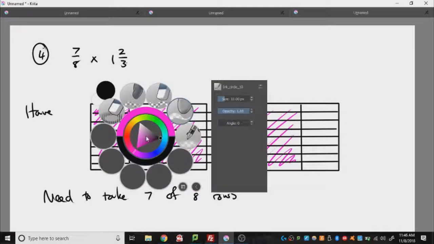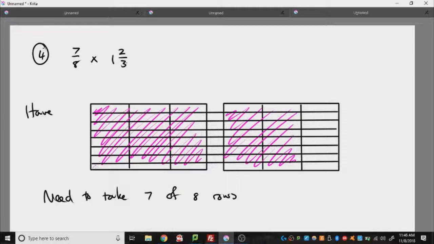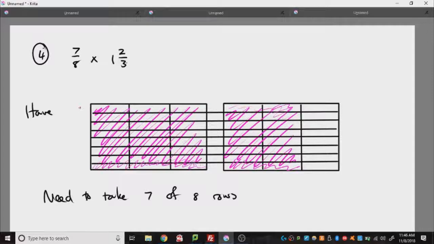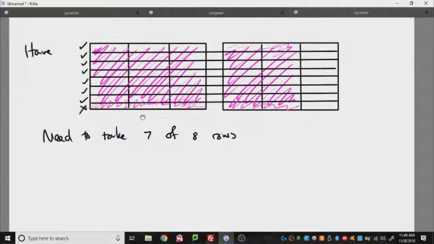I need to take, let me just highlight that the bottom one was not really pink enough, but I do have all of that. I just let my lines go straight through. Of course, there's nothing in the middle. So I have to take 7 out of 8. 1, 2, 3, 4, 5, 6, 7, and not the last one. So I'm going to have quite a lot.